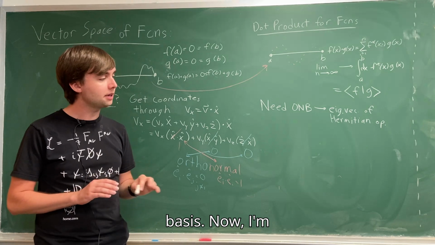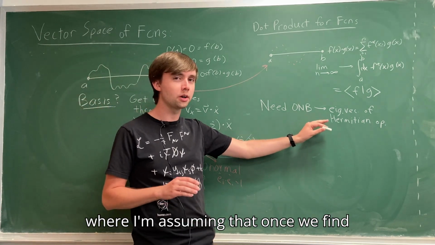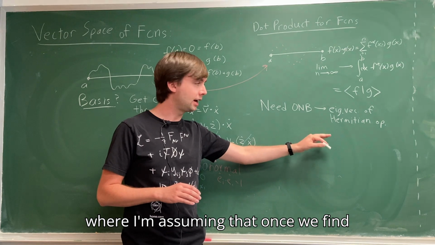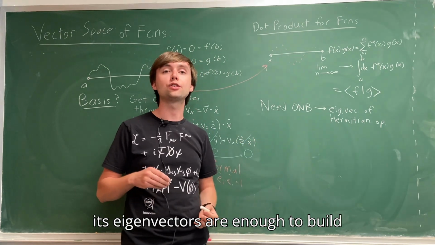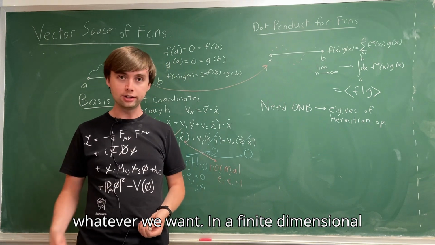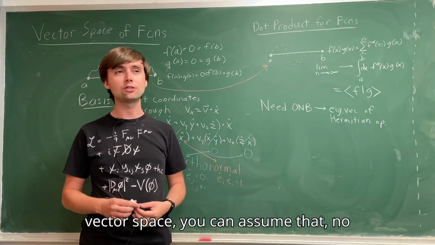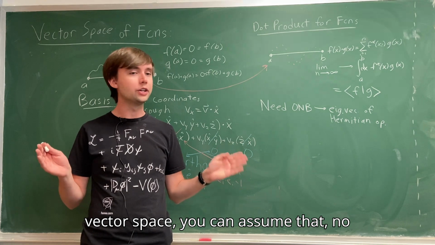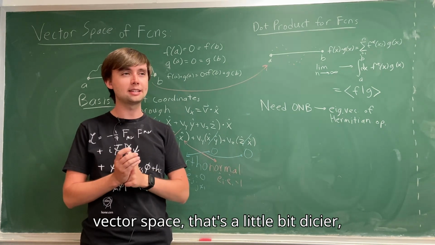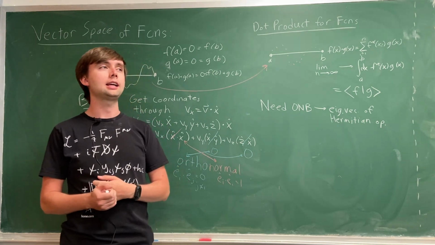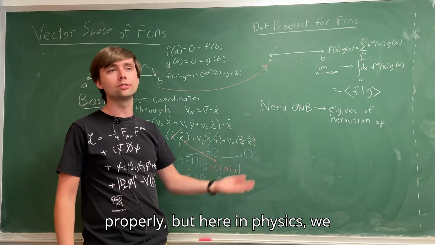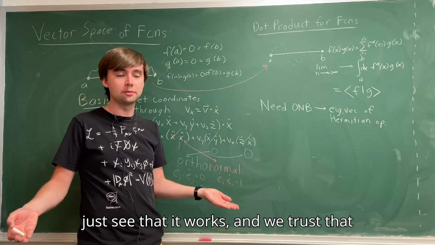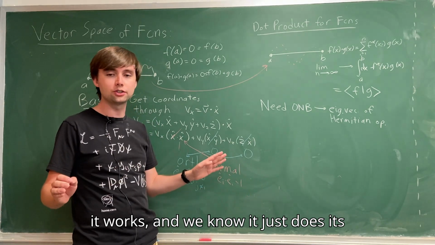Now, I'm kind of doing a sleight of hand here where I'm assuming that once we find some Hermitian operator, then its eigenvectors are enough to build whatever we want. In a finite dimensional vector space, you can assume that, no problem. In an infinite dimensional vector space, that's a little bit dicier and takes a lot of analysis to prove properly. But here in physics, we just see that it works, and we trust that it works, and we know it just does its job.